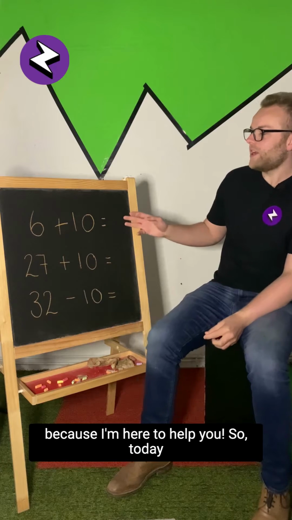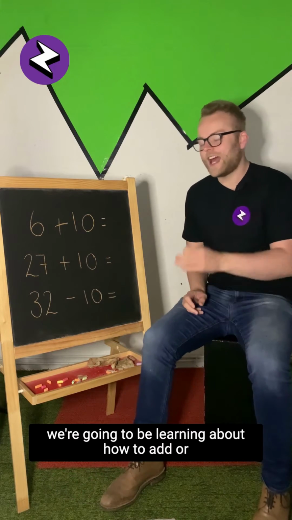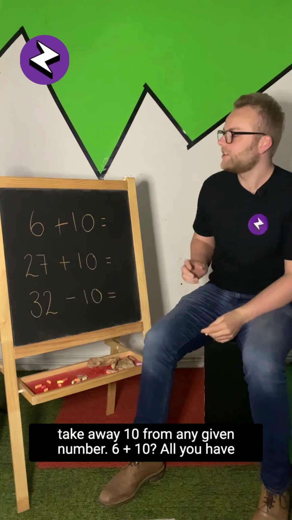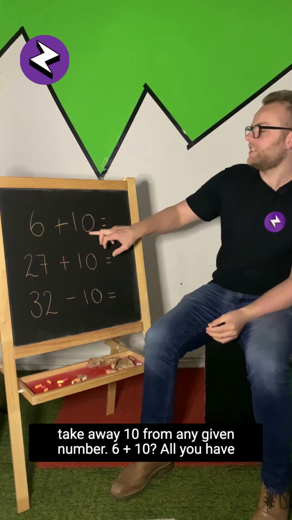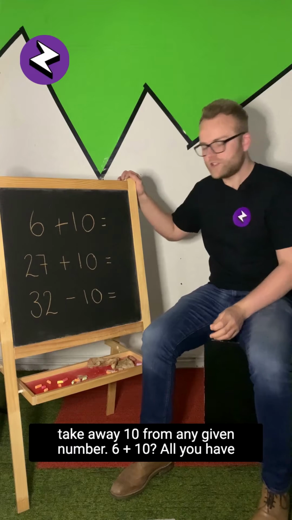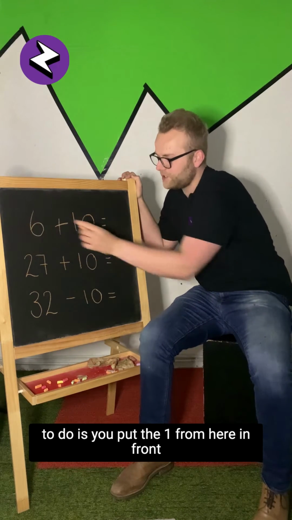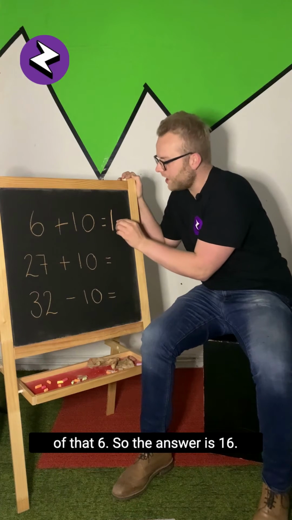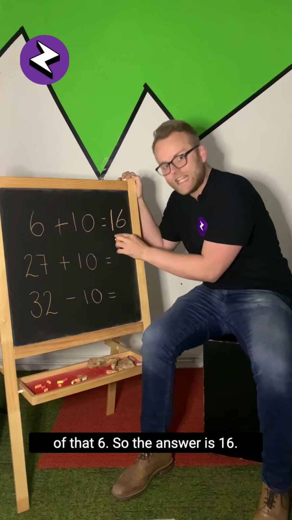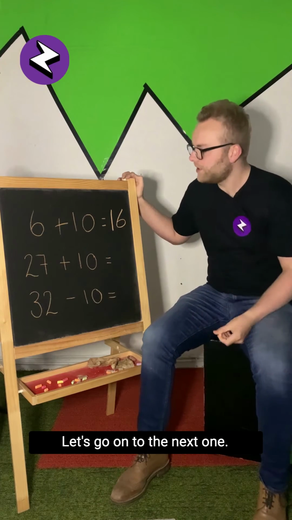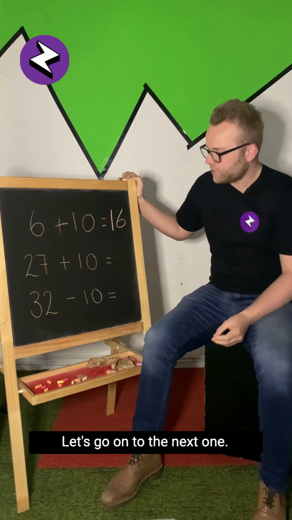Today we're going to be learning about how to add or take away 10 from any given number. So 6 plus 10. All you have to do is put the 1 from here in front of that 6. So the answer is 16. You add the 10 and the 6 and you make it 16. Let's go on to the next one.